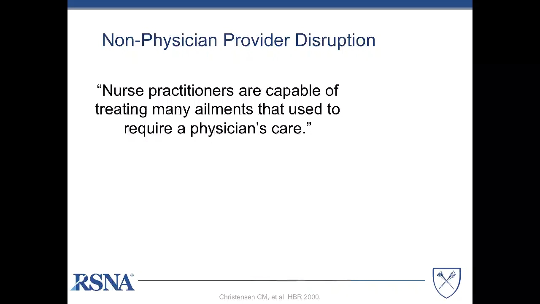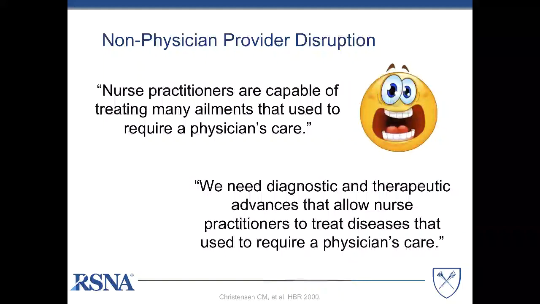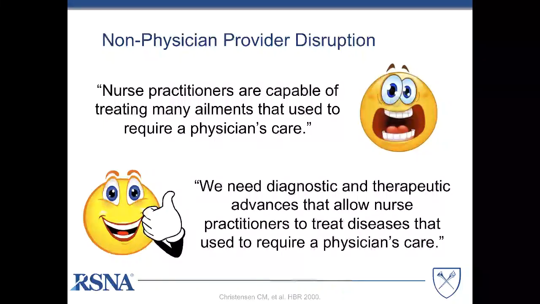Back almost 2 decades ago, Christensen predicted that non-physician providers would soon disrupt the healthcare ecosystem, and he was right. Here's what he said: nurse practitioners are capable of treating many ailments that used to require a physician's care. That's a bit scary for many physicians, particularly family practitioners. But he also acknowledged that the just good enough threshold meant that they'd need more help in doing their jobs than more comprehensively trained physicians. And specifically, they'll need diagnostic and therapeutic advances to allow those nurse practitioners to treat diseases that used to require a physician's care. And diagnostic and therapeutic advances are what we do as radiologists, so this is potentially very good for us as a specialty.